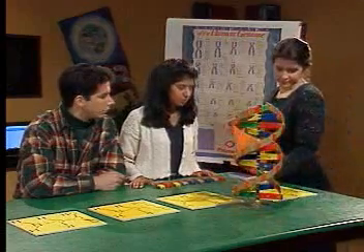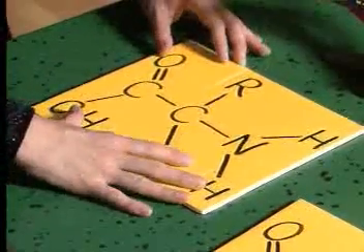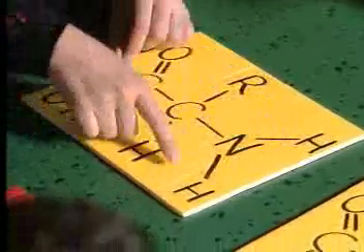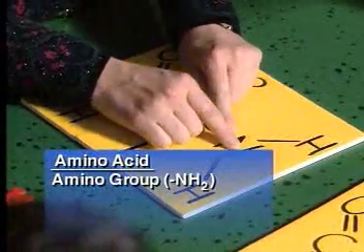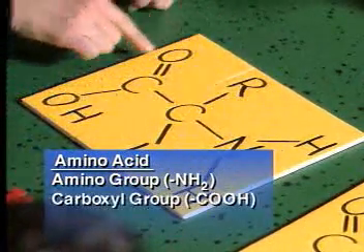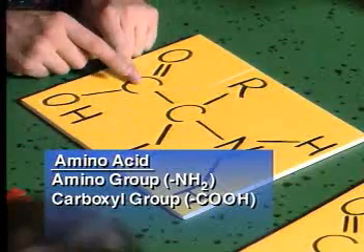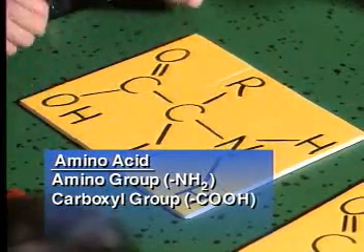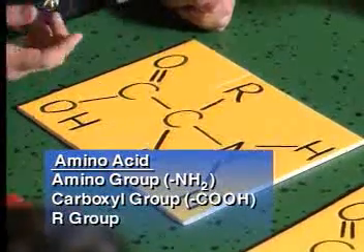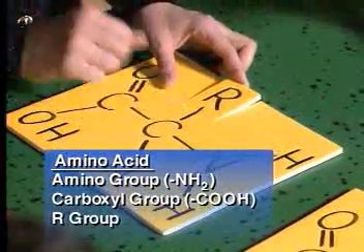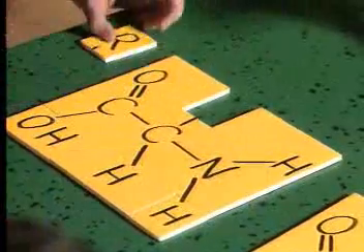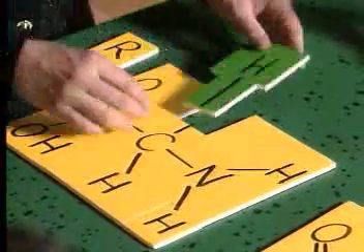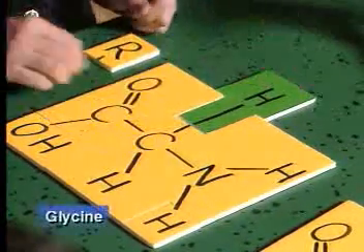Looks like this. All amino acids have the same basic structure. They have an amino group with 2 hydrogens and an acidic carboxyl group, which is a carbon double bonded to an oxygen and a hydroxyl group down here. Now, the differences come from the atomic structure of the R group. In the simplest amino acid, the R group is a hydrogen atom. That's the amino acid glycine.